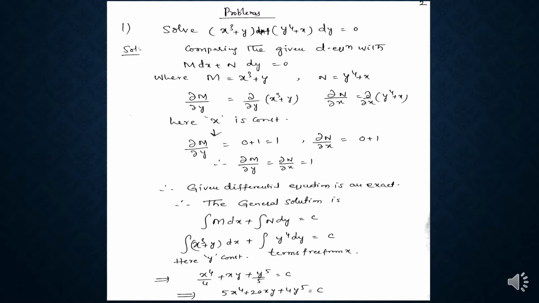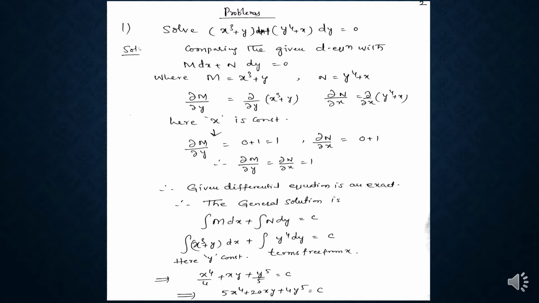After writing the M and N values, find the partial derivatives ∂M/∂y and ∂N/∂x. Here ∂M/∂y means we are differentiating M with respect to y, taking x as constant. So ∂M/∂y is equal to ∂/∂y of (x³ + y). Remember that here x is a constant, so the derivative of x³ with respect to y is 0, plus ∂/∂y of y is equal to 1. So ∂M/∂y is equal to 0 plus 1, that is equal to 1.